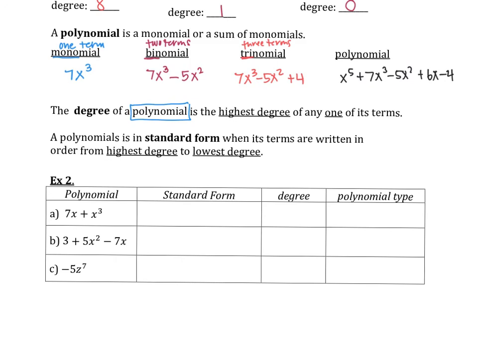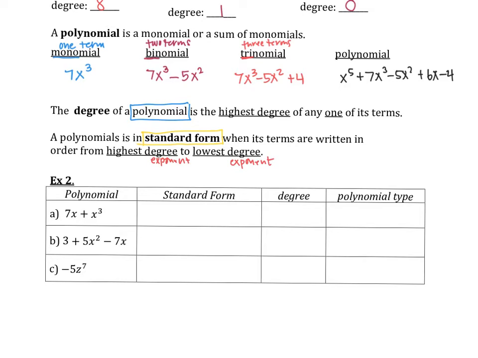The next word is called standard form. Standard form is going to be very important because this is normally how we write a polynomial. And polynomials in standard form are when the terms are written in order from highest degree, and when I say degree, I mean exponent, to lowest degree, which means exponent.